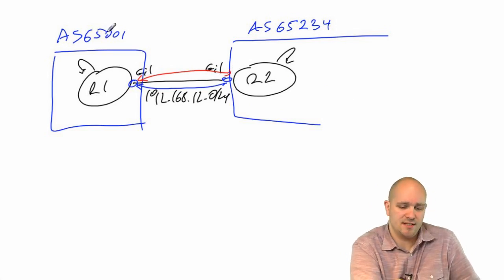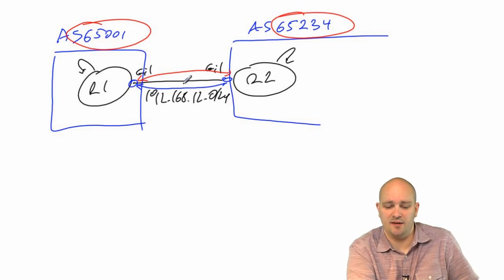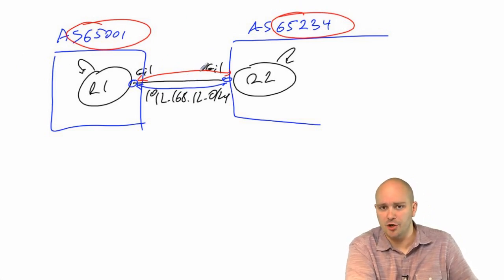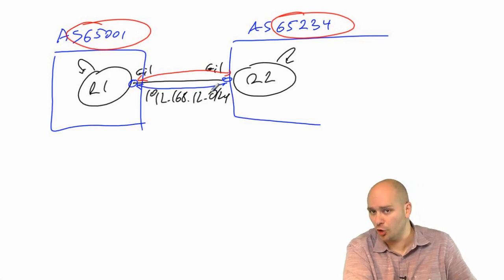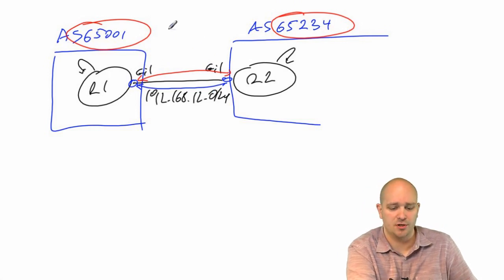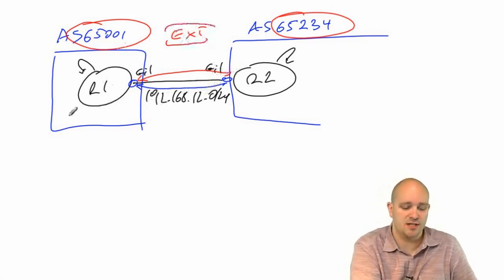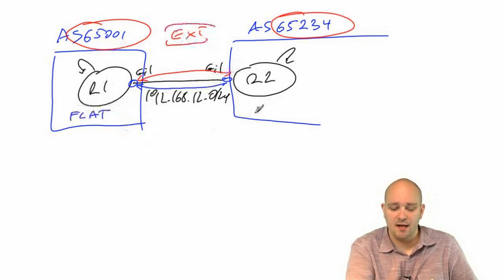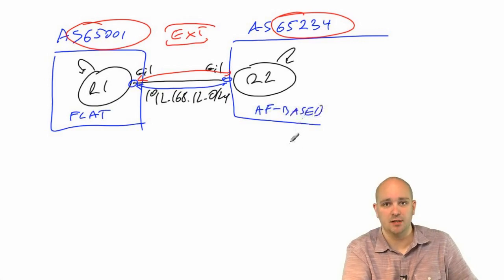So as a matter of exercise, given that this is AS65001 and this is AS65234, what is going to be the peering session between them? Is it going to be an internal peering session or an external peering session? If you answered external, you would be right. So let's go ahead and configure this. Again, as a matter of exercise, on this side here, I will use the flat BGP configuration, and on this side, I'm going to be using the AF-based configuration.